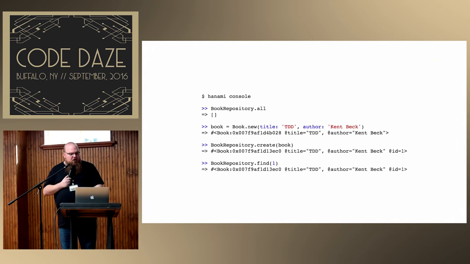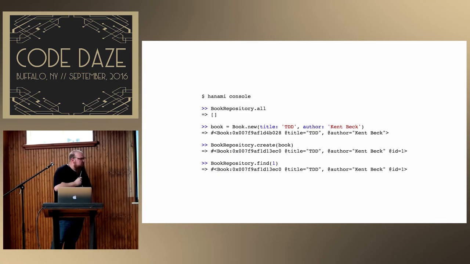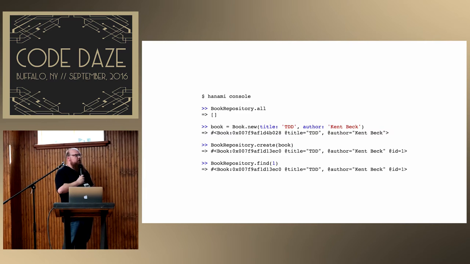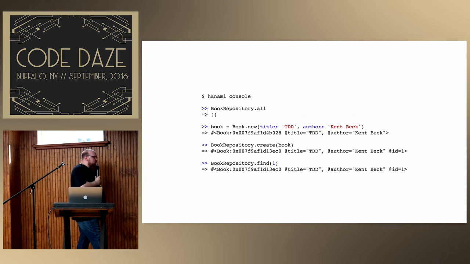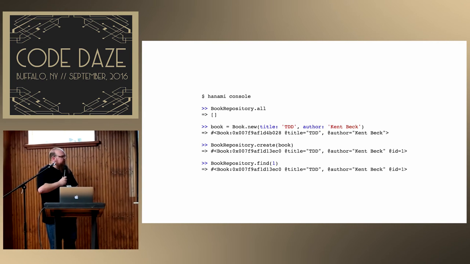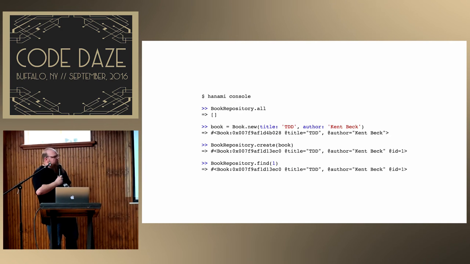All right. So, just to kind of show how the two work together, we open up a REPL and we call book repository.all. Well, we have nothing in our database, so it returns empty array. So let's try and save a book. We'll say book.new, give it a title and an author. We save that to a variable. Sure enough, there's our book object.